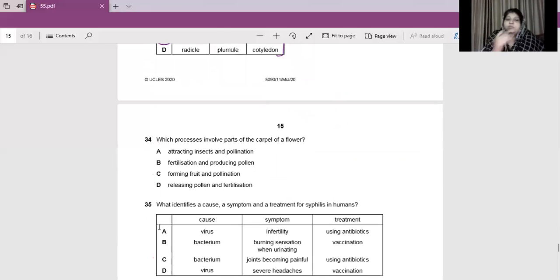Which process involves part of a carpel of a flower? Function of a carpel of a flower. Carpel means the female part that is present in the center, right? Attracting insects and pollination, this is the sepals' function. Fertilization and producing pollen grains, no way, because pollens are produced in the male part. So this is wrong. Forming fruit and pollination, yes, it is correct. Releasing pollens, pollens are related with the male part. So this is the correct option.